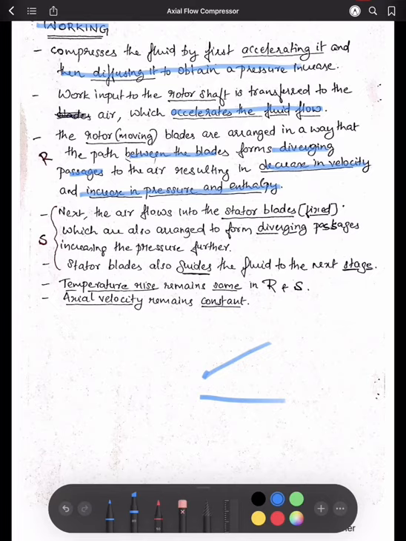Next, the air flows into the stator blades. Now in the stator blades also they have diverging passages which increase the pressure further. As I told you before, the stator blades also guide the fluid to the next stage. Now in the whole process, the temperature rise remains the same in the rotor blades as well as the stator blades, and the axial velocity remains constant.